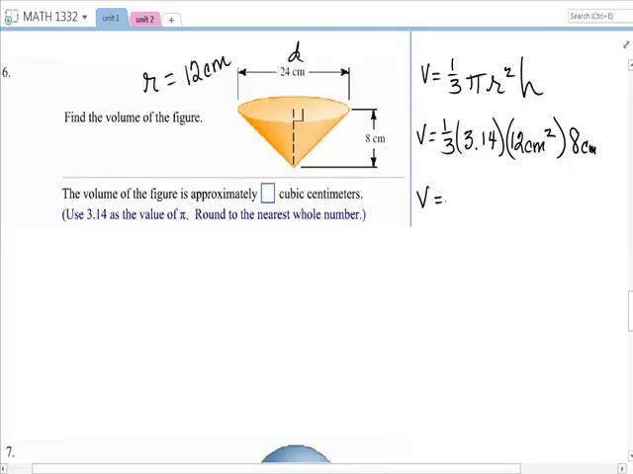Multiply all that, divide by 3, and you will get 1,205.76 centimeters cubed. Round to the nearest whole number, 1206 centimeters cubed.